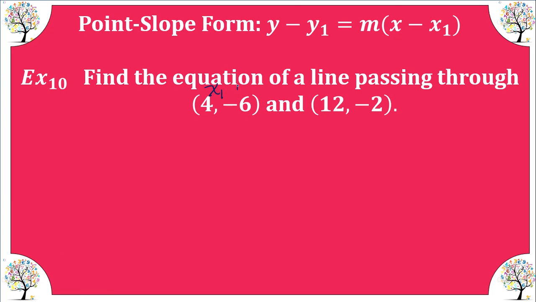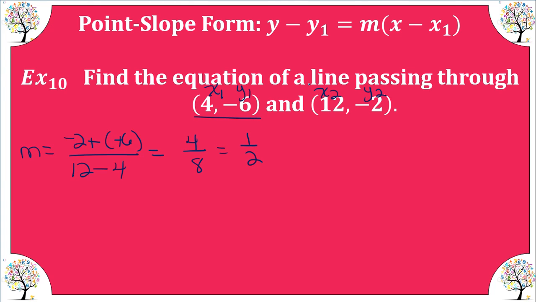We have x1, y1, x2, y2. Let's find slope. -2 minus -6, that's the vertical change. Then we have 12 minus 4, the horizontal change. So the rise is going to be 4. The run is going to be 8. So our slope is 1/2.